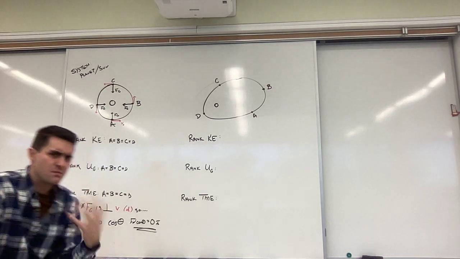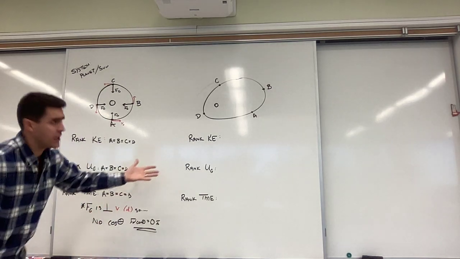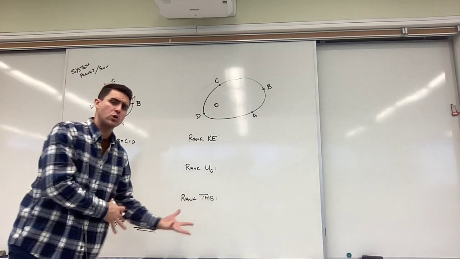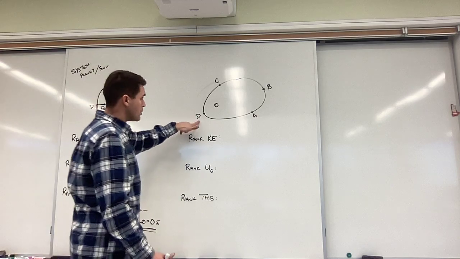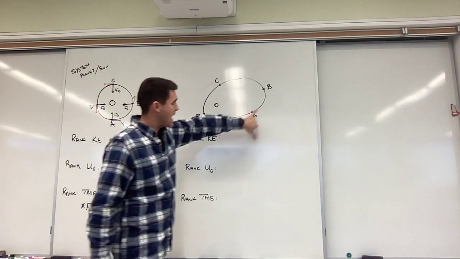But let's go ahead and say now this path is elliptical. It's a little different. And what this means is that the U_G is going to end up changing, right? Objects are going to get further or closer to the sun than they were in the initial example. So D is the closest, and then I've got C, and then A, and then B.